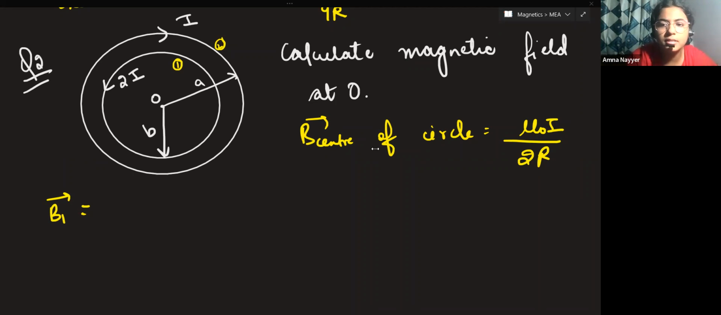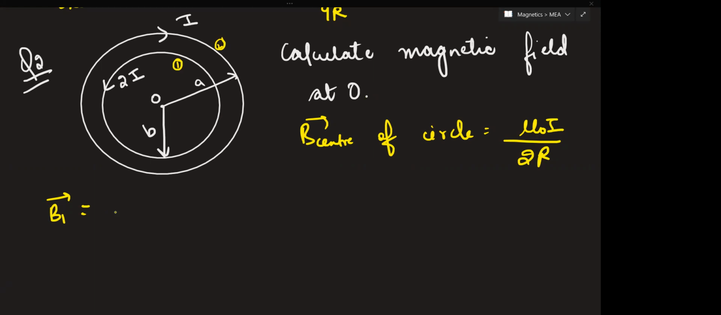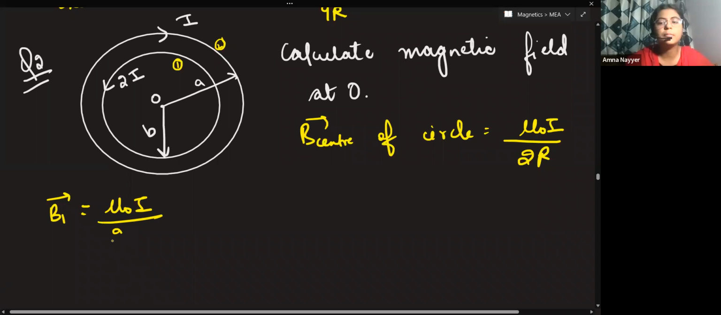Did anyone try this? B1. See, magnetic field at the center of the circle. At the center of the circle, what did I tell you? Magnetic field is mu naught I divided by 2r. Hania, can you tell me the radius of the first circle? Instead of r, what should I write? The first circle is this, B. So this becomes mu naught I divided by 2b.